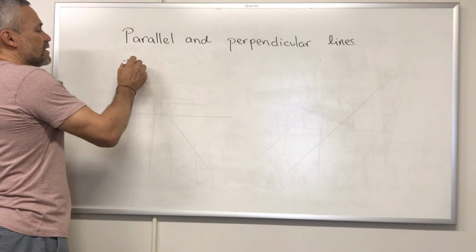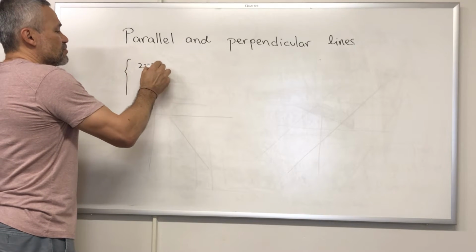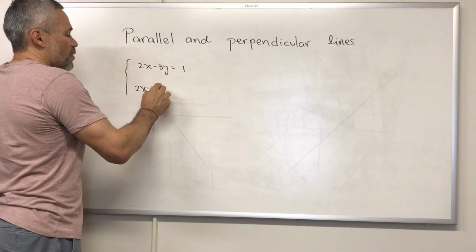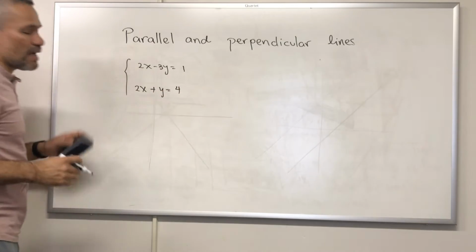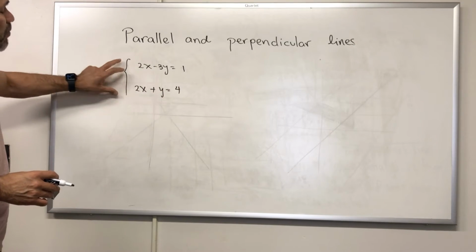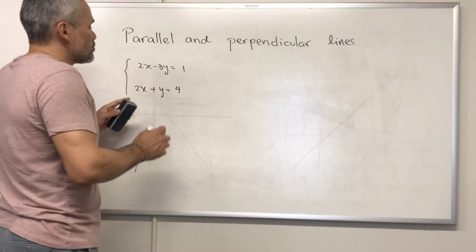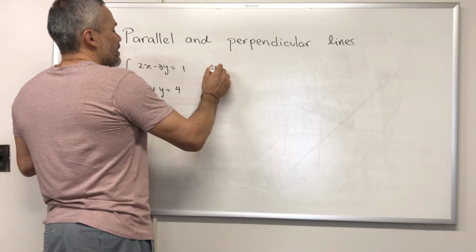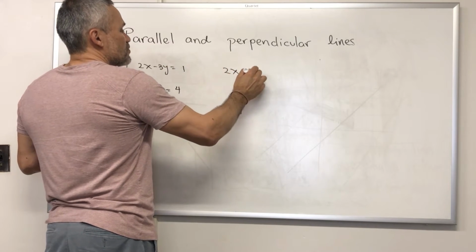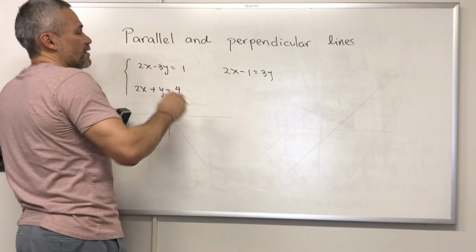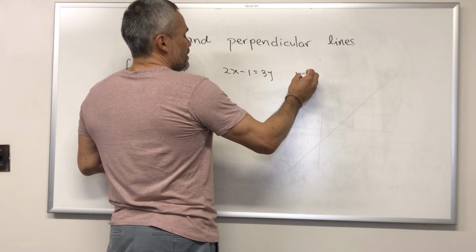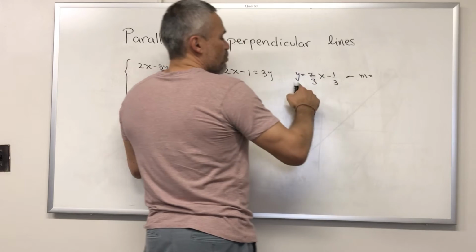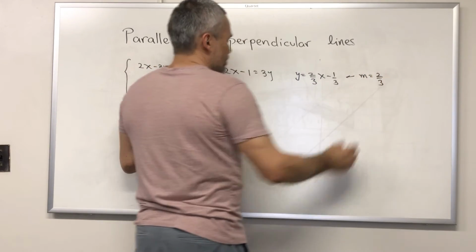If we have two lines like 2x minus 3y equal 1 and 2x plus y equal 4. Are these lines perpendicular or parallel? Then we need to compute the slopes. To compute the slope, once we have the equation, we need to solve for y. Let's solve for y here. We have that 2x minus 1 is equal to 3y. I move the 3y there. And when I divide by 3, I get that y is 2/3 of x minus 1/3. The slope of this line is 2/3.